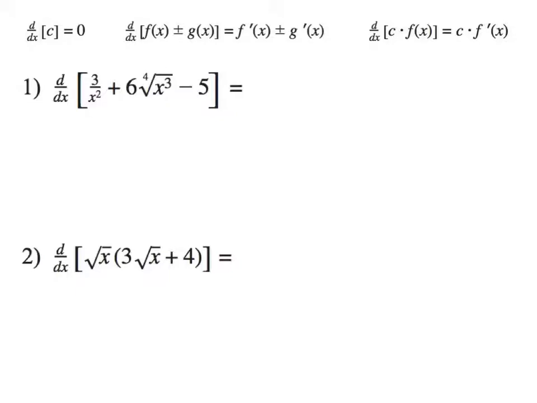Now before we do that, let's rewrite this. This is really saying d dx, the derivative, of 3x to the negative second, plus 6x to the, what power would this be? Well, the root is 4, and the 3 goes on top, minus 5. All right, so we rewrote it first. Now we apply this, so we're going to take the derivative, each one by one, and for each one of these we're going to do power rule, except for this one, we're going to use this constant rule.